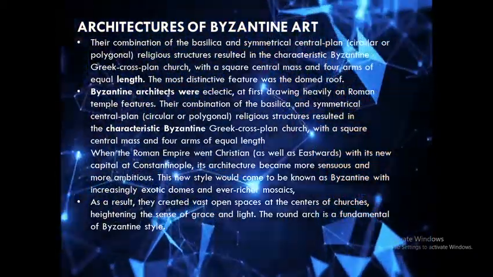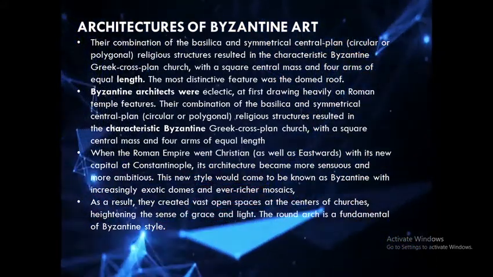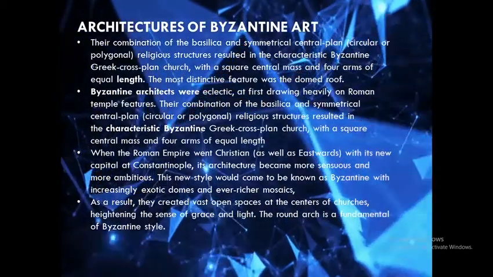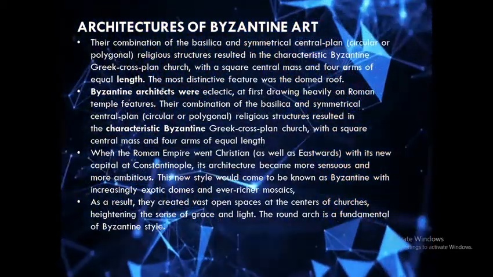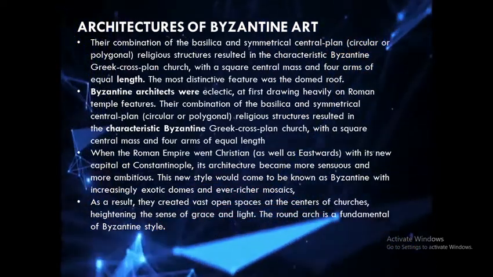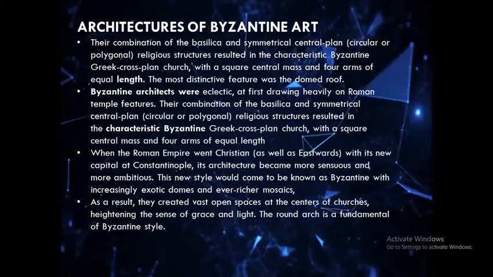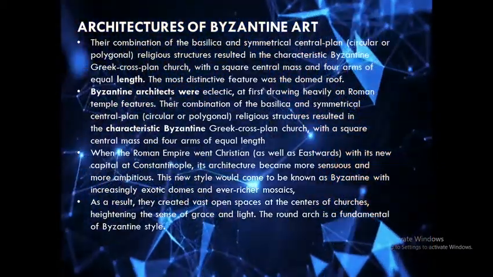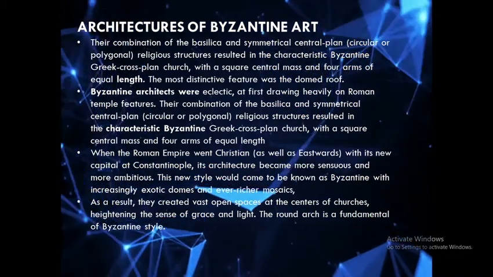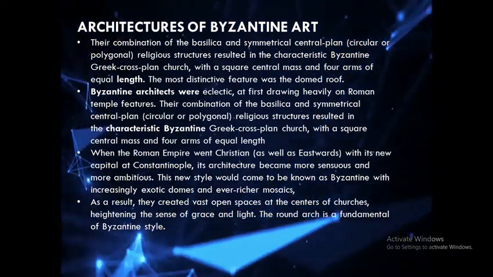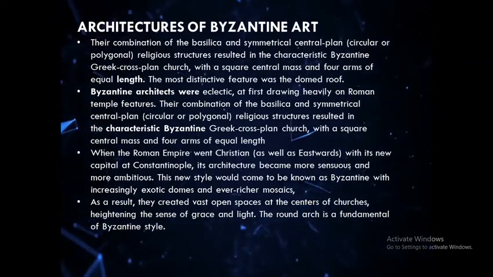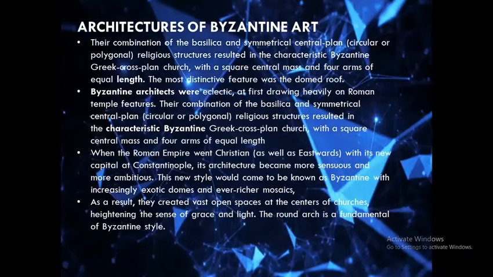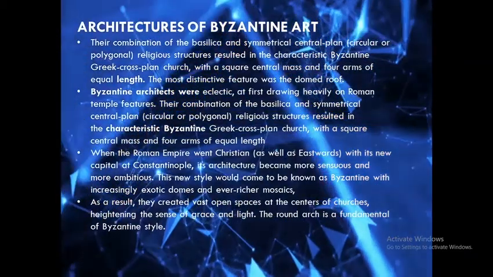When the Roman Empire went Christian as well as eastwards, with its new capital at Constantinople, its architecture became more sensuous and more ambitious. This new style would come to be known as Byzantine, with increasingly exotic domes and ever richer mosaic. As a result, they created vast open spaces at the centers of churches, heightening the sense of grace and light. The round arch is a fundamental of Byzantine style.